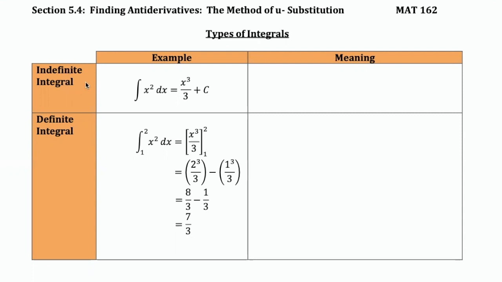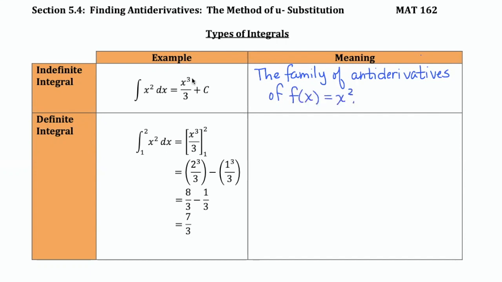So in this first box, you see I have an indefinite integral. Anytime you don't have limits of integration on your integral, it's called an indefinite integral. And you can see here that the integral of x squared dx is x cubed over 3 plus the constant. And we've talked about this in previous sections. So really here, when you're finding that integral of x squared, you're finding the family of antiderivatives of f of x equals x squared. Remember, the x cubed over 3 is the basic antiderivative, and then there may or may not have been a constant, which creates a family of antiderivatives.